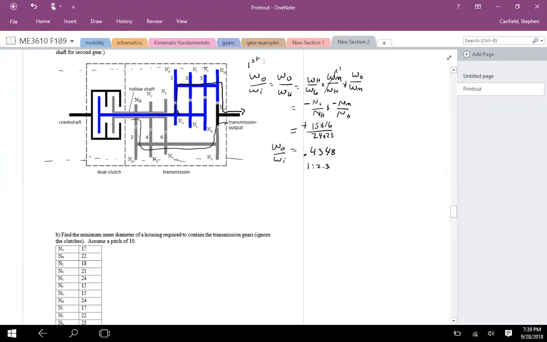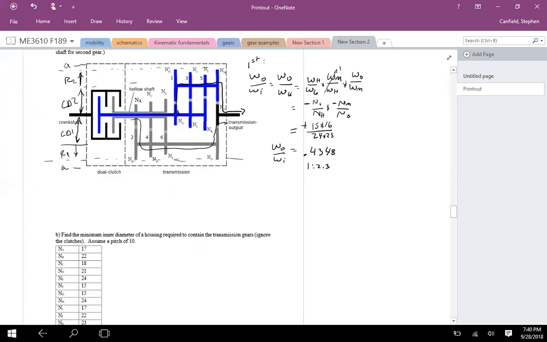Now, there are a couple ways to do it, but I think a correct way is, you need to find this center distance. I'll call that CD1. You need to find this center distance. I'll call that CD2. I need to find the tallest gear and take the pitch radius. I'll call that R2. And then I need the addendum of the gear up here. And down here, I need to find the tallest gear down here. I'll call that R1. And then I need the addendum down here.